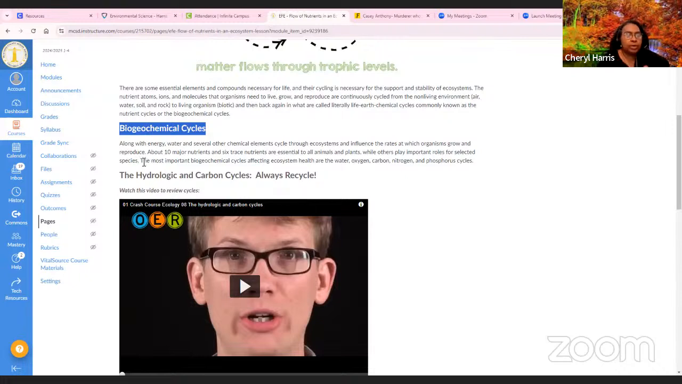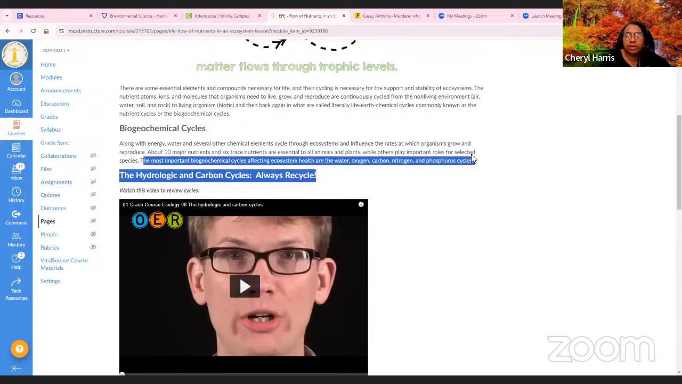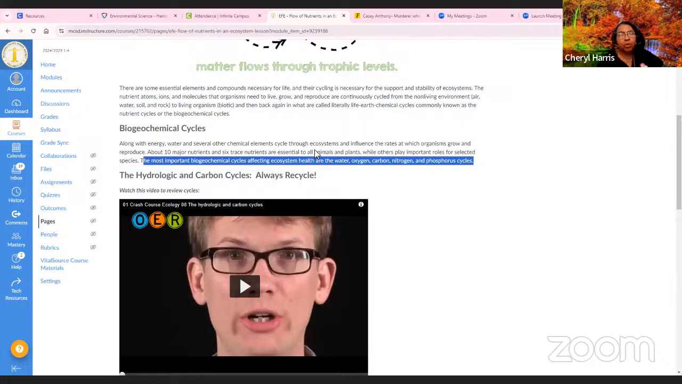Okay, so here, and after you write that down, write this down right here, because these are the cycles that we're going to look at. The water cycle, oxygen, carbon, nitrogen, and phosphorus cycles.